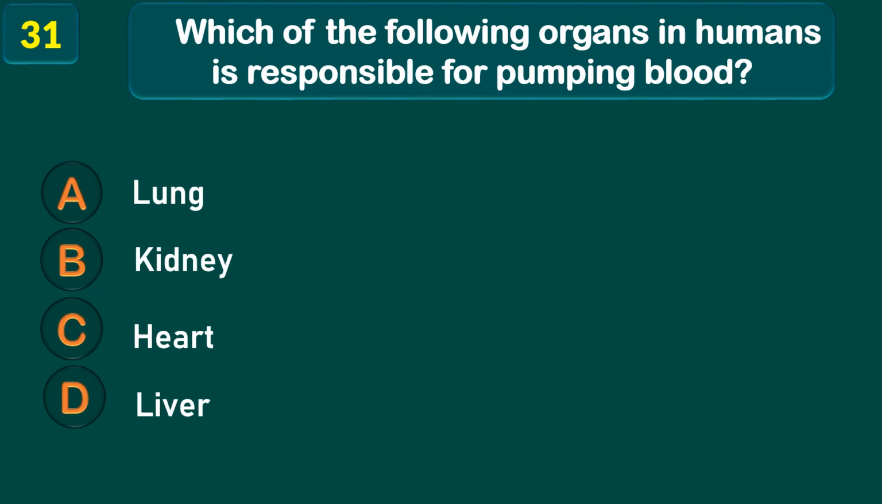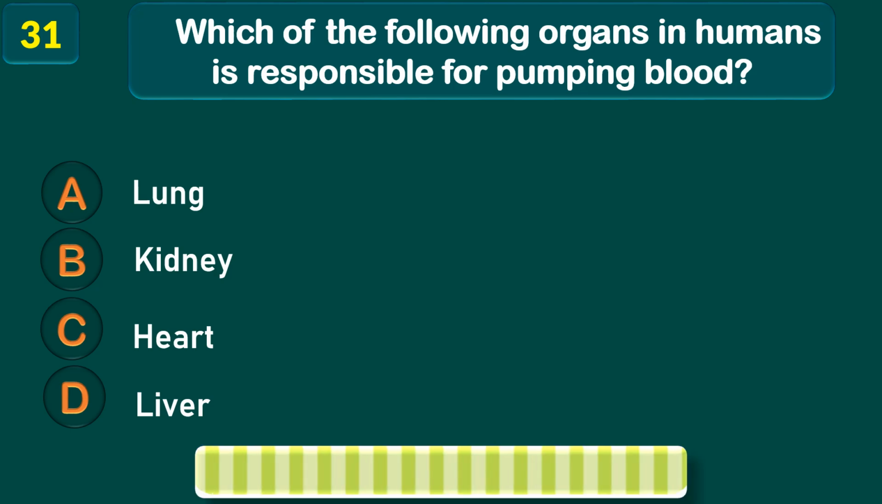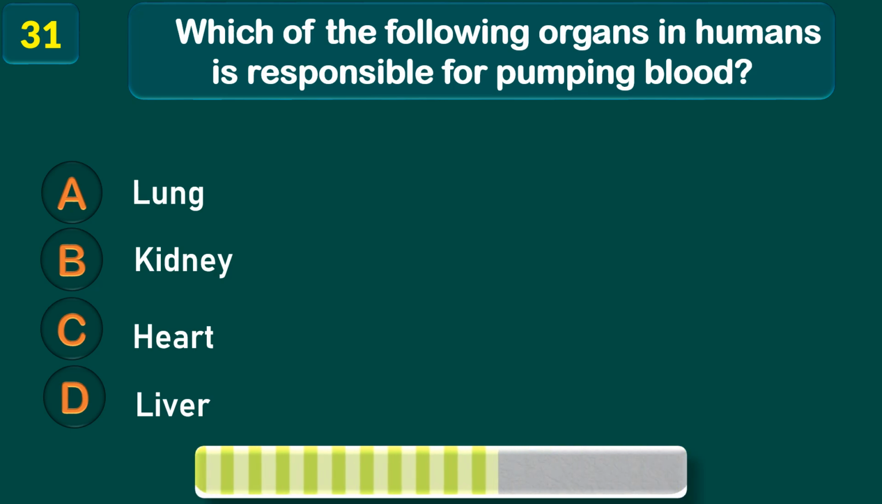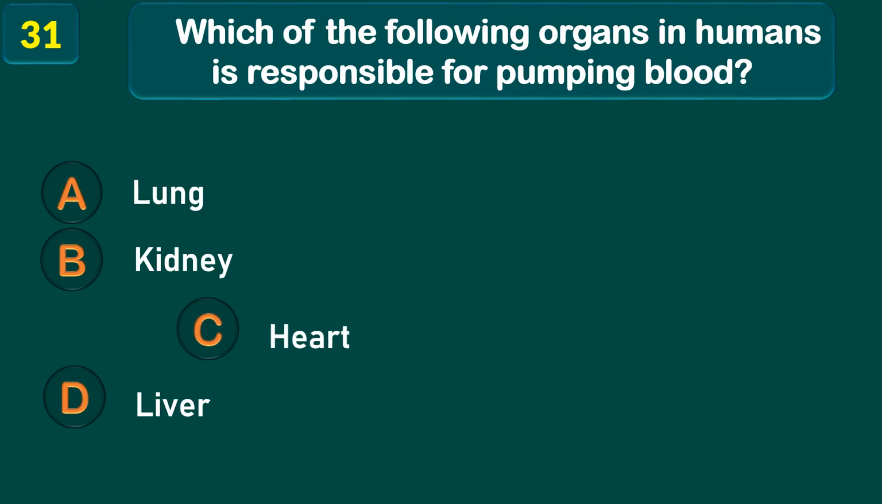Which of the following organs in humans is responsible for pumping blood? A. lung, B. kidney, C. heart, D. liver. Answer: C. heart.